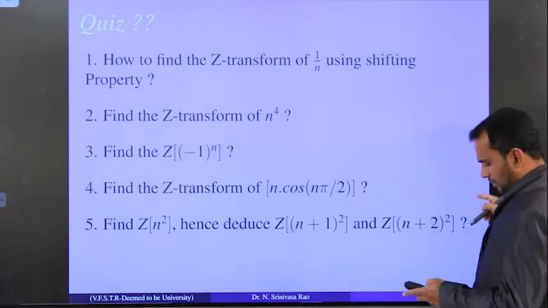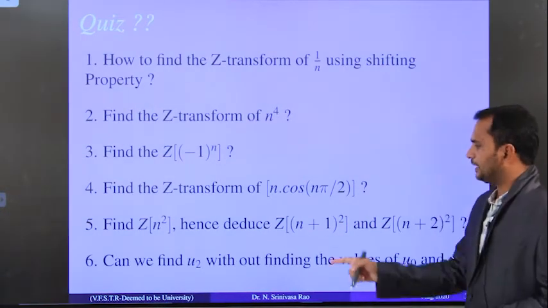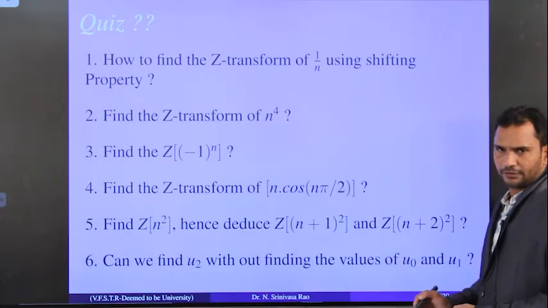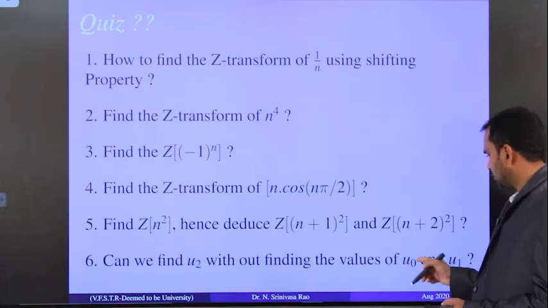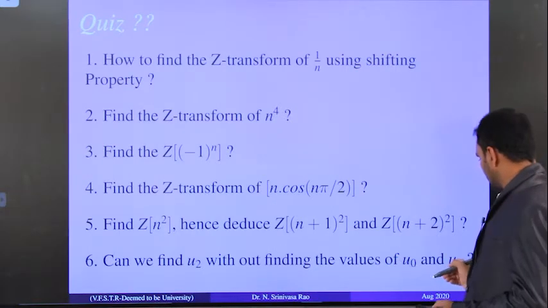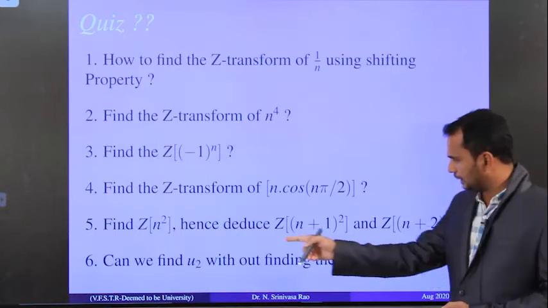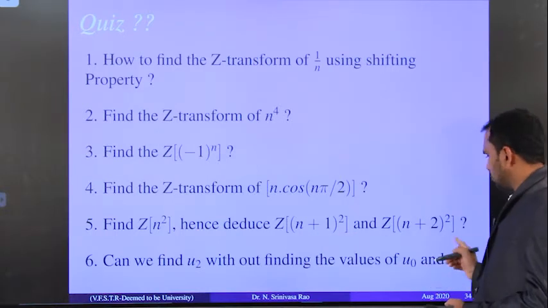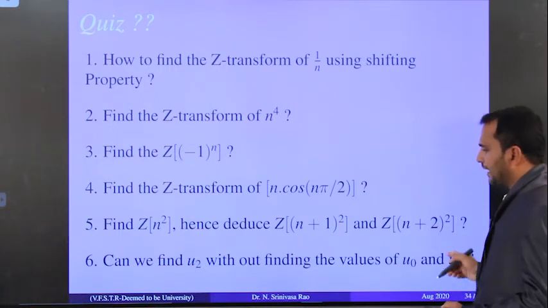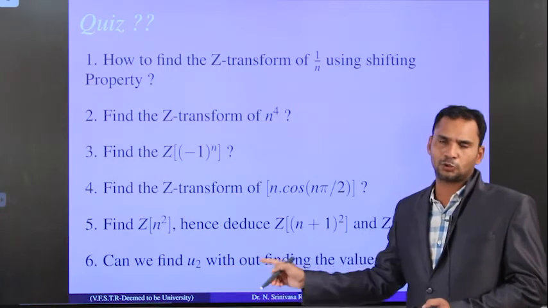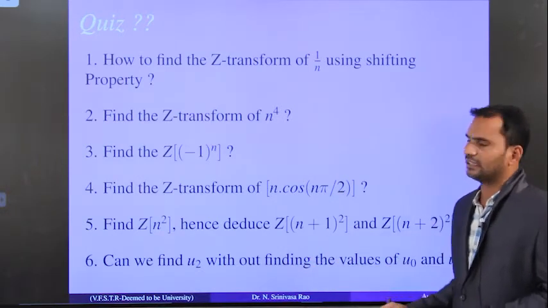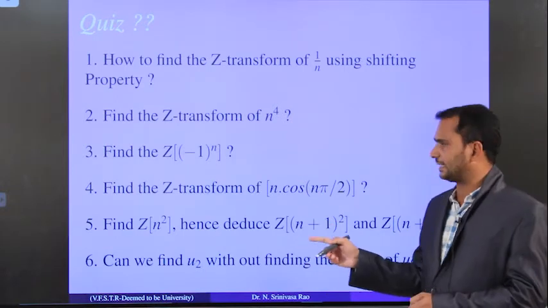Okay, so now last one, can we find u2 without finding the value of u0 and u1? So can we find u2 without finding u0 and u1? So no, answer is no. Why? Because in u1, u0 is involved, in u2, u1 and u0 are involved. So therefore without finding u0 and u1 value, we cannot find u2 value. So okay, so therefore you just try to solve all these questions. If anybody has a doubt, please contact me at any time.